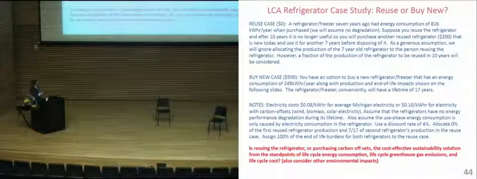Now, the question here is: is reusing the refrigerator or purchasing carbon offsets the cost-effective sustainability solution? We can look at life cycle energy consumption as well as cost. We can look at greenhouse gas emissions, okay? Let's start with energy. We talked about cost last time, and that was pretty straightforward. But what about energy? What is the life cycle energy consumption of the new refrigerator? Just in words, not in numbers.